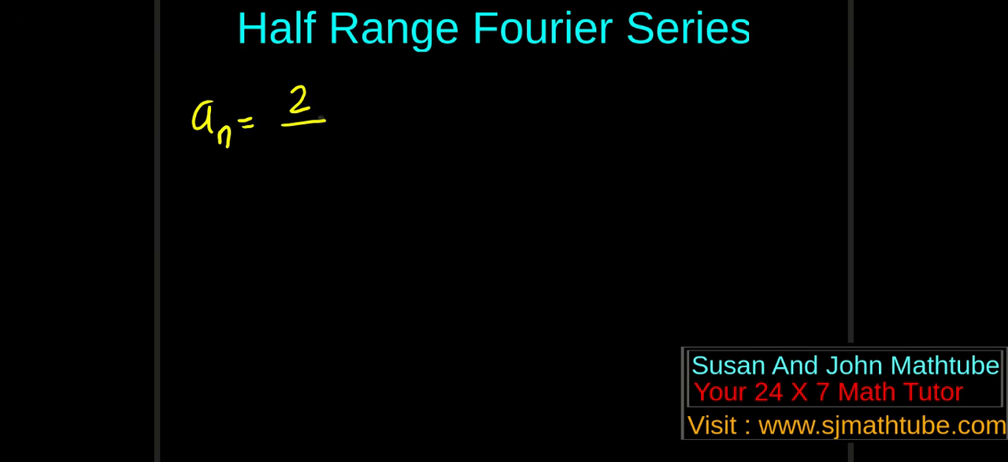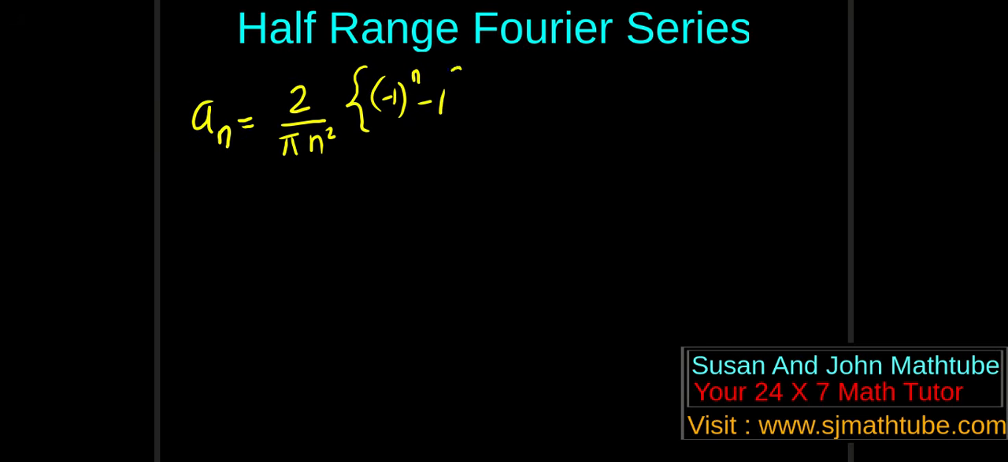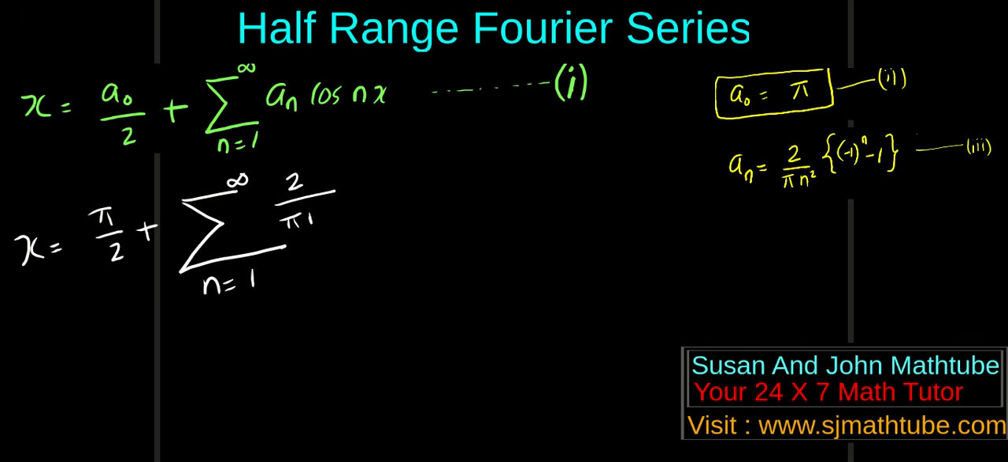So that is 2 by, let's check it, pi n square, and the quantity in the bracket, minus 1 the whole power n minus 1. So I have all these things here, equation 1, 2 and 3, so that you can see all the equations. So our final answer will be x is equal to a naught, that is pi by 2, plus sigma n equal to 1 to infinity an. What is our an? Yeah, equation number 3, 2 by pi n square, minus 1 the whole power n minus 1, cos nx.